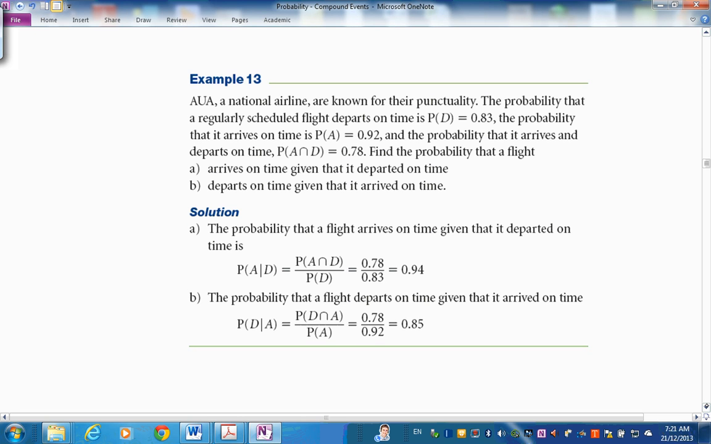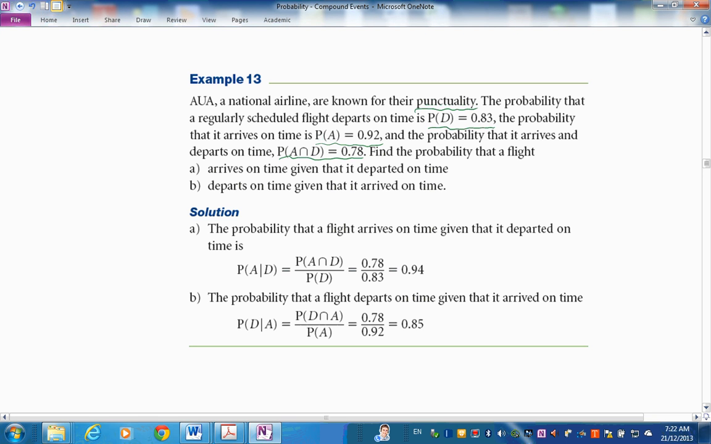Okay, let's look at example 13. AUA, a national airline, are known for their punctuality. The probability that a regular scheduled flight departs on time is 0.83. The probability that it arrives on time is 0.92. And the probability that it arrives and departs, so that's the two together, the intersection, is 0.78. Okay, all on time. Find the probability that a flight arrives on time, given that it departed on time.